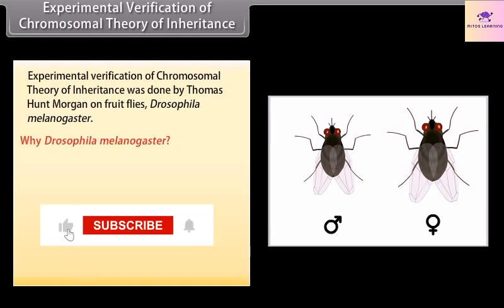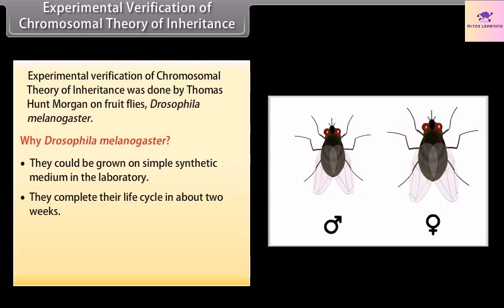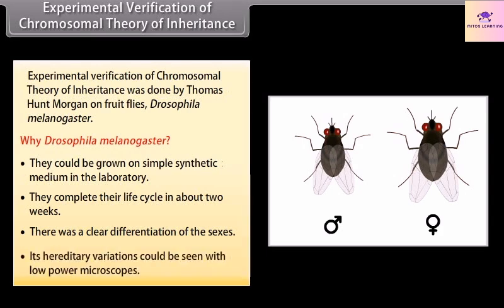Why Drosophila melanogaster? They could be grown on simple synthetic medium in the laboratory. They complete their life cycle in about 2 weeks. There was a clear differentiation of the sexes. Its hereditary variation could be seen with low-power microscopes.